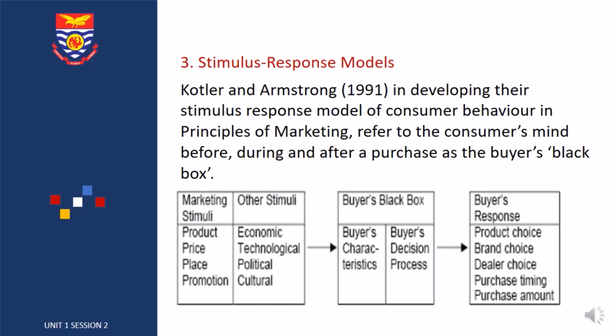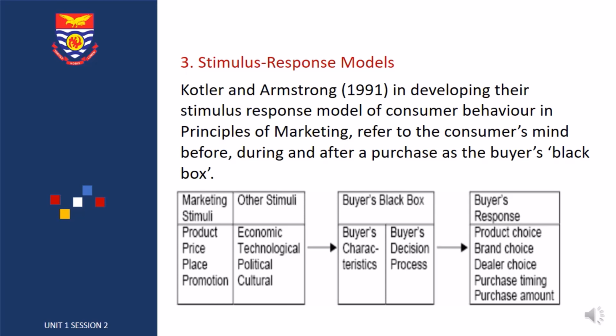So let's dive deep into what the model is talking about. The model is saying that we have the marketing stimuli, and of course, we have the other stimuli. All these stimuli will trigger what we call the buyer black box. The buyer as a black box means that you don't know what the consumers are thinking. You cannot actually predict the intention of consumers. That will translate to the buyer's characteristics and the buyer's decision process. So you might not know the kind of thinking they are using in the decision making process.